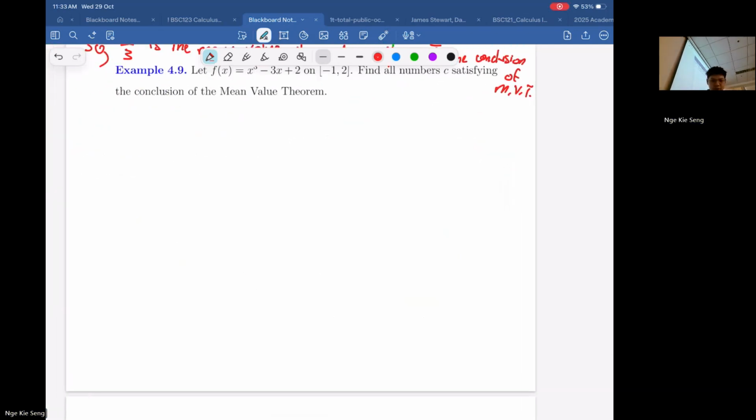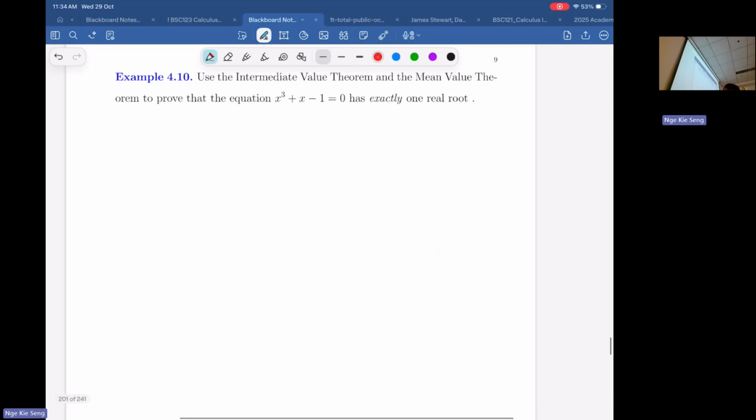Next, I think this one is similar. This one we just leave as homework. This one is similar, but we'll do the next one. The next one is more involved. Let's do this.